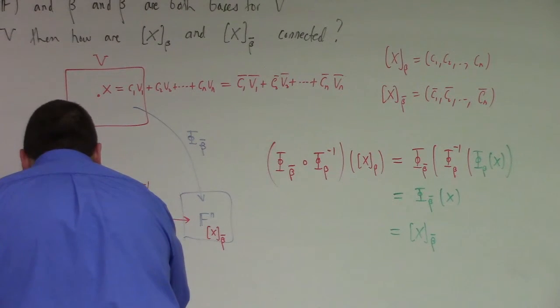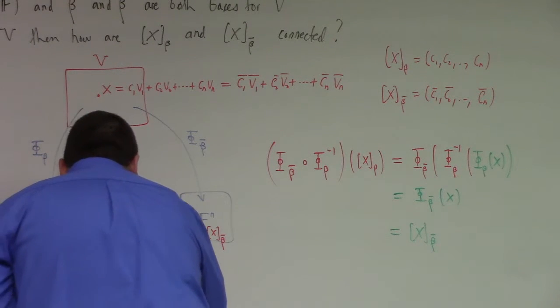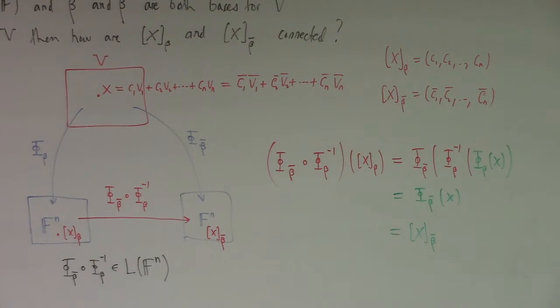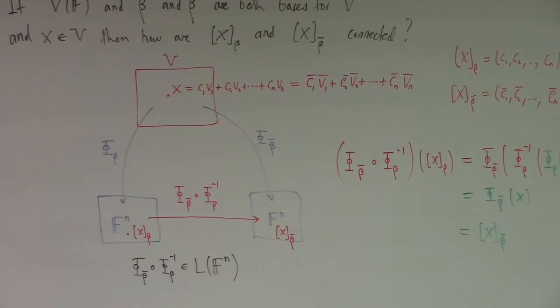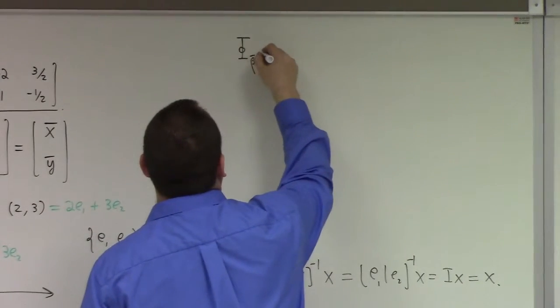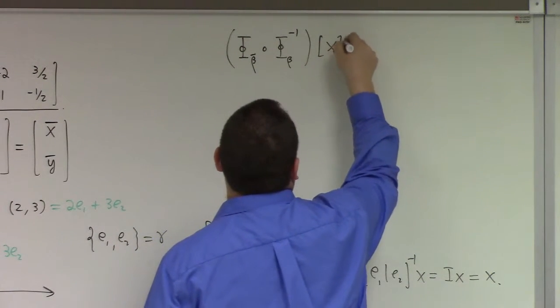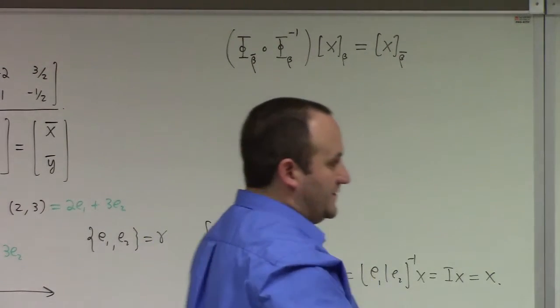Notice that phi beta bar composed with phi beta inverse is an element of the linear transformations on Fn. It's a mapping from Fn to Fn. By the fundamental theorem of linear algebra, we can express that as a matrix multiplication. Right? So let me collect our thoughts here. What we have is that phi beta bar composed with phi beta inverse, when it acts on x beta, is equal to x beta bar. That's what we just proved.